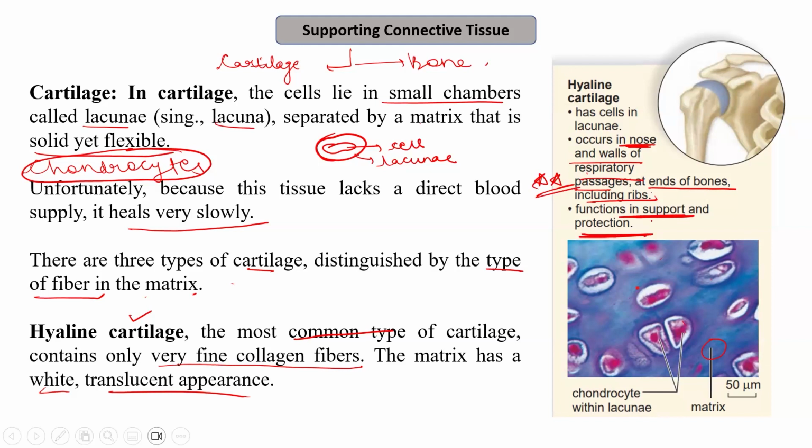So hyaline cartilage is the most common type of cartilage. It mainly consists of very fine collagen fibers, and the matrix has a white translucent appearance when we visualize it under the microscope. And these cells which form the cartilage are known as the chondrocyte cells, which are present within the lacunae inside the matrix.